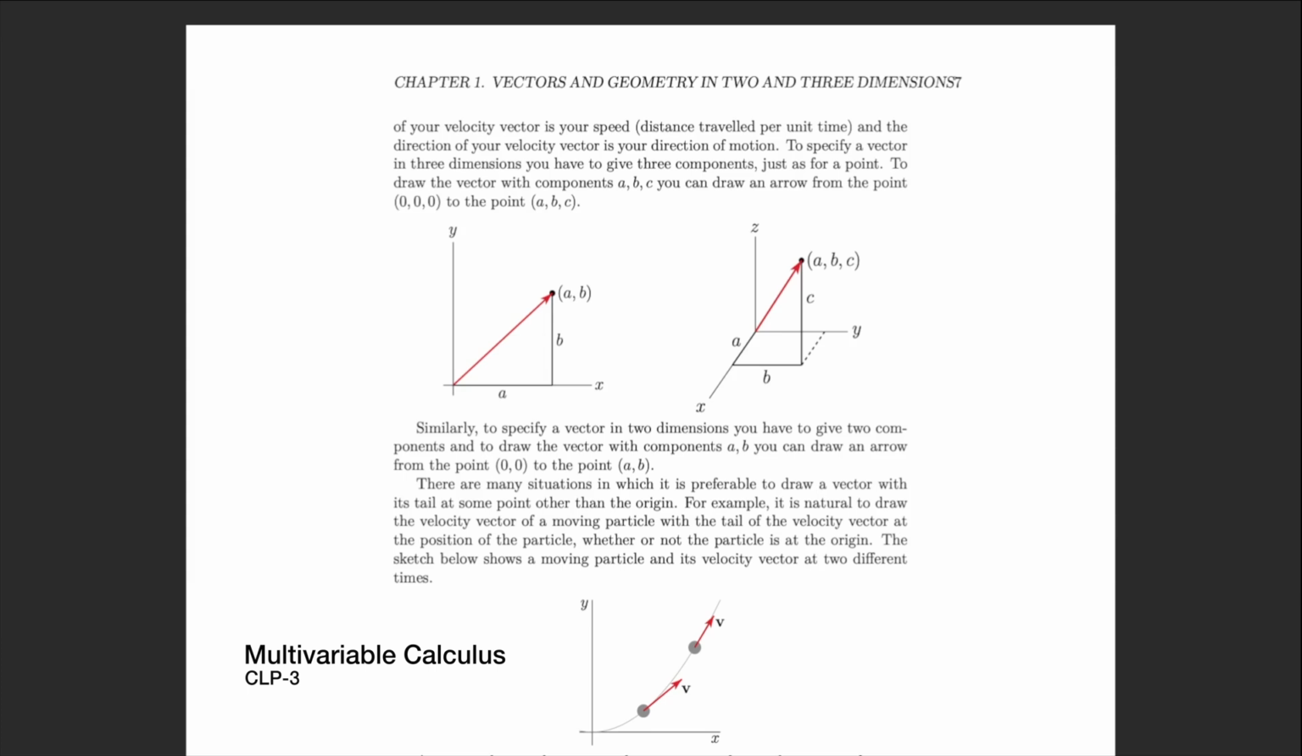Let me show it to you on this page of the book. And so in R2, if we have a, b, we have a vector starting at the origin, and this is the end point. This is the same as in space. At any point with the components a, b, and c, we have a vector starting at the origin.